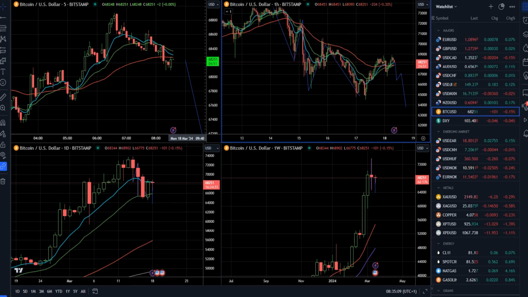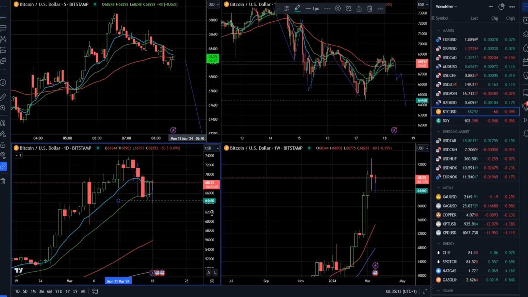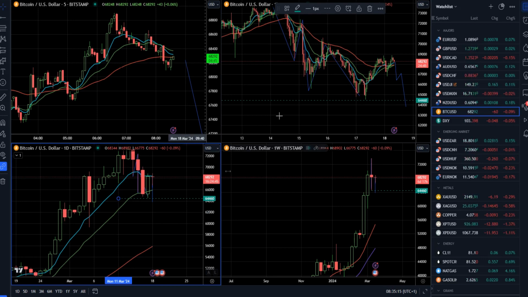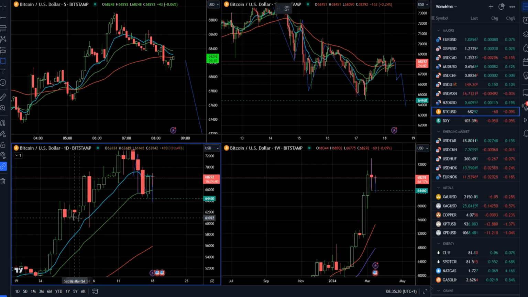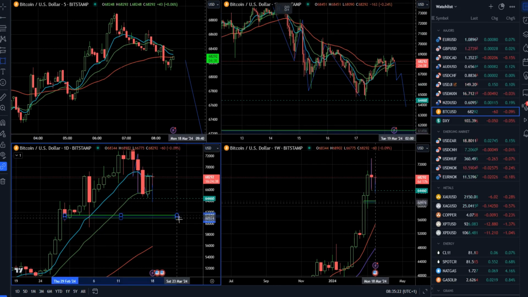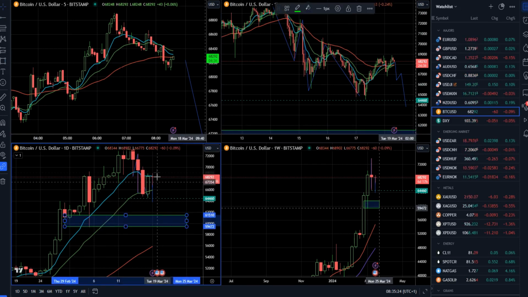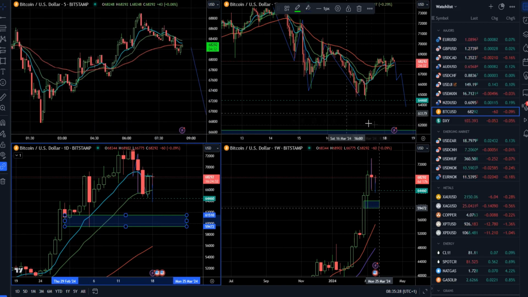The downside objectives, obviously, are Friday's low at 64,460, but we can also see a potential test of the pin bar territory, an area around the 61,000 and 60,000 mark that can definitely be in play. So pay attention to the downside of Bitcoin, especially if we can take this pullback low from this morning, which is around the 66,700 mark.